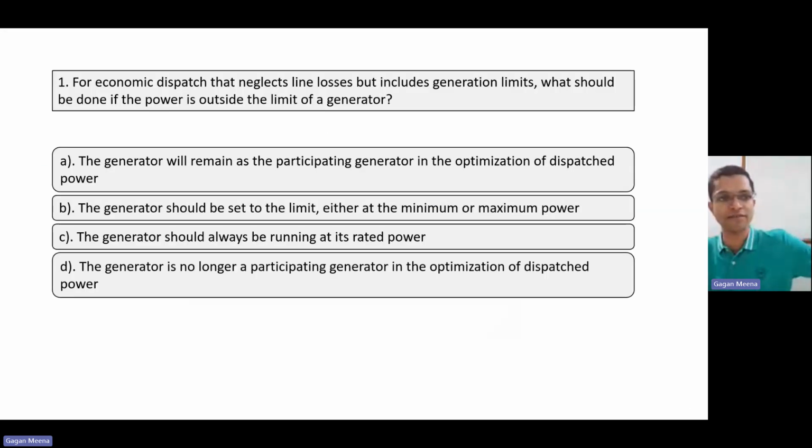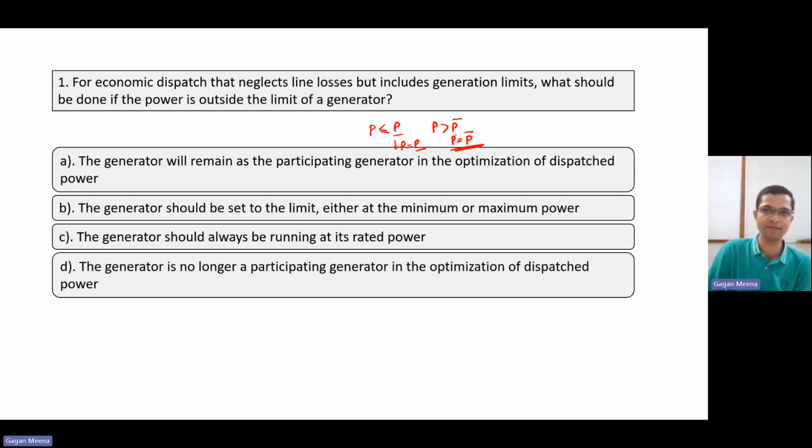And we'll take the question for economic dispatch that neglects line losses but includes generation limit. What should be done if power is outside the limit of a generator? We know that if P is less than P minimum or P is greater than P max, then in this case we set P to P minimum or P max. Make them equal to their minimum or maximum power. And that generator is no longer a participating generator in the optimization dispatch.